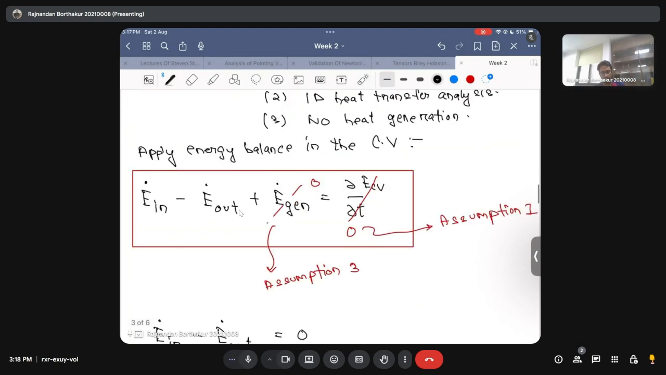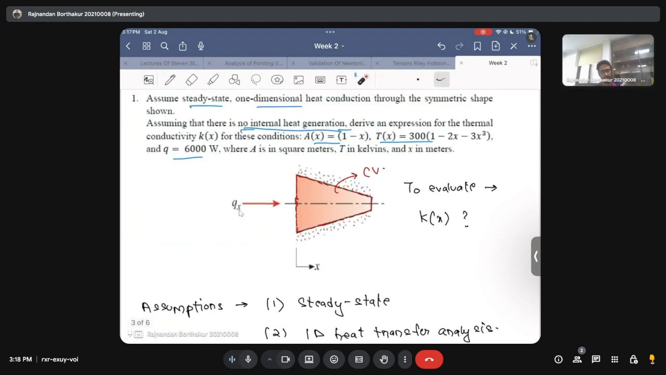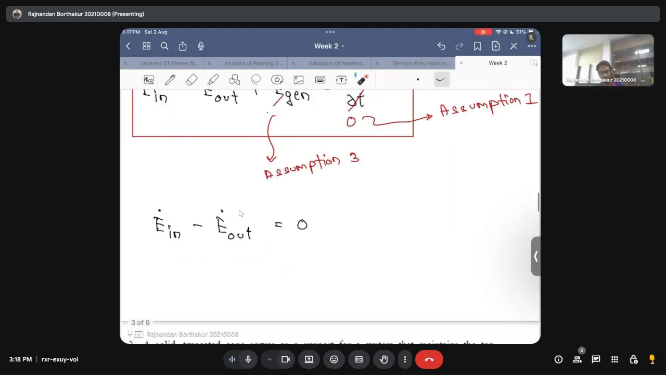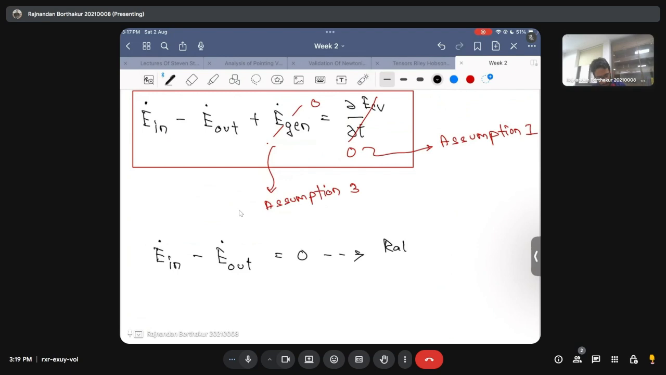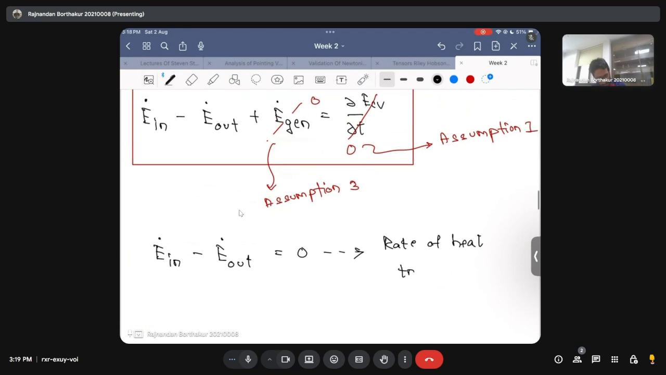Now, you need to understand what energy we are talking about for this problem. It is just the rate of heat transfer, right? Because there is no other mechanism responsible for transferring energy in this control volume of our interest. Which means if I now say that energy in minus energy out is equal to 0, this will directly imply that the rate of heat transfer is constant.